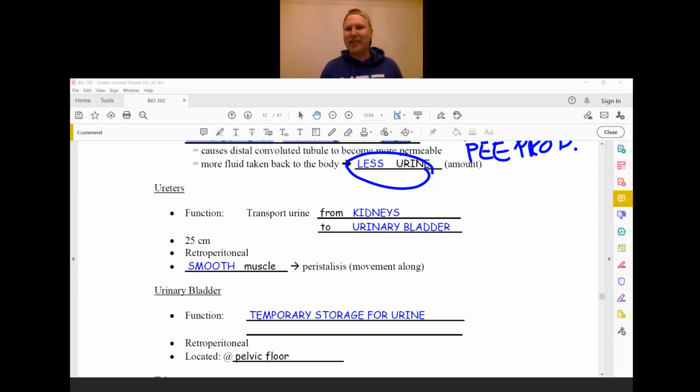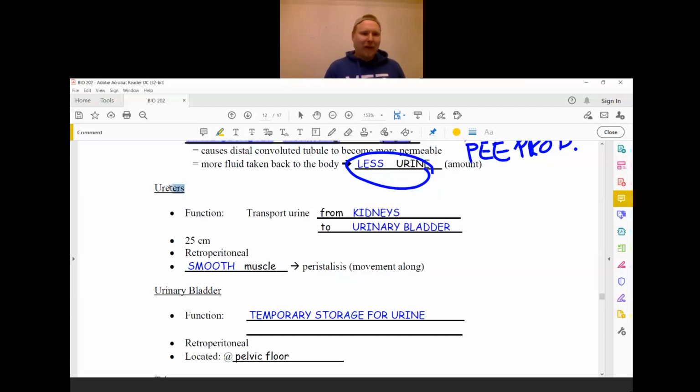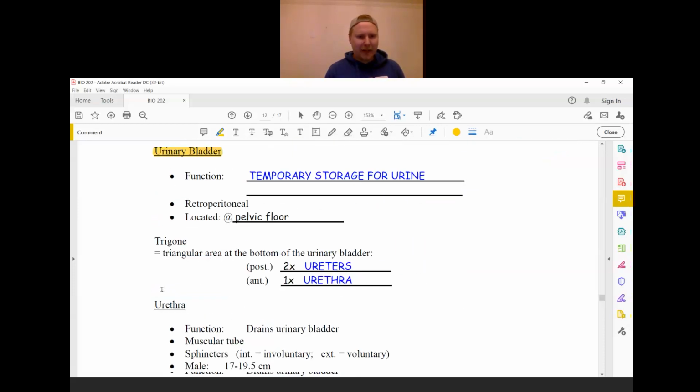One of the joys of rural living is that you do get to deal with the wildlife coming close to the house as well. But I think that we've finished all that I wanted to say about kidneys and the nephron. We are ready to look very briefly at the ureters and urinary bladder and the urethra.